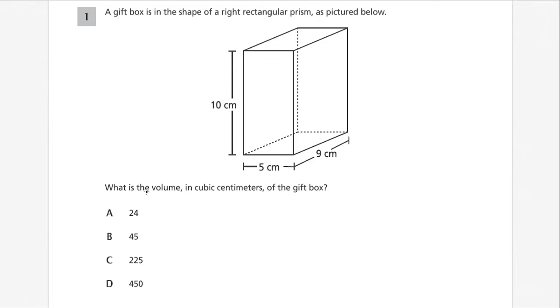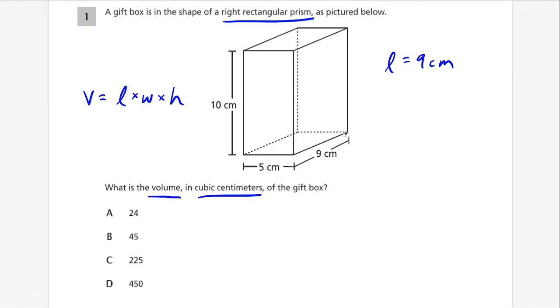We're finding the volume in cubic centimeters of this box, which is a right rectangular prism. The volume of a right rectangular prism we could find by doing the length times the width times the height. So we just identify these three things here. The length in this case is going to be 9 centimeters. So that's this distance here. The width going across is 5 centimeters, and the height is 10 centimeters.